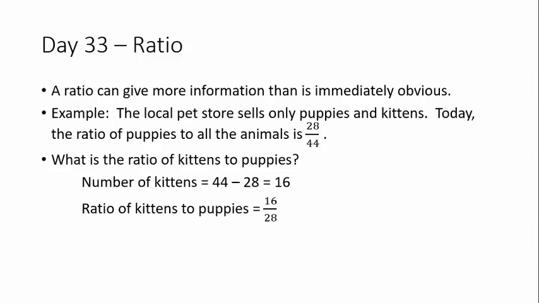We can find the number of kittens by subtracting. We take our total of the animals, 44, and subtract the puppies, 28, to get 16. So there are 16 kittens and 28 puppies. Our ratio of kittens to puppies is 16 to 28.